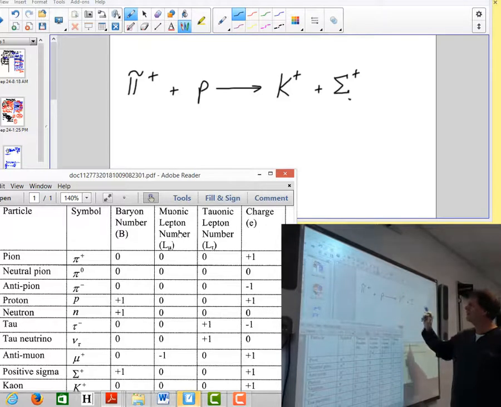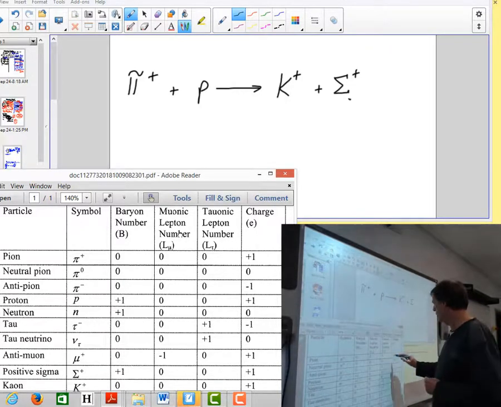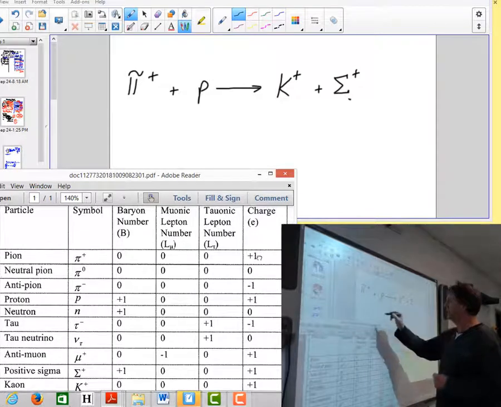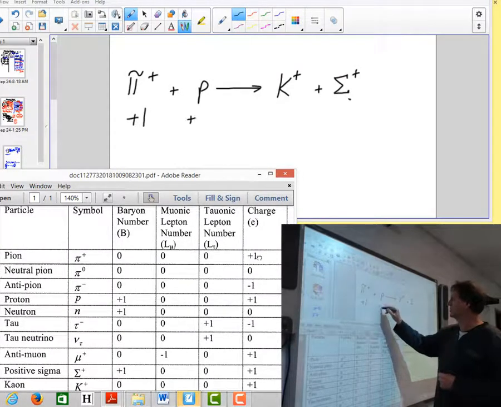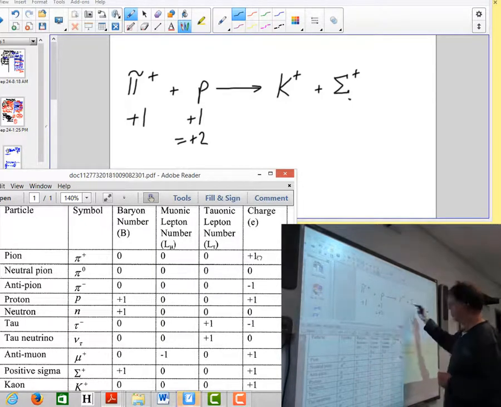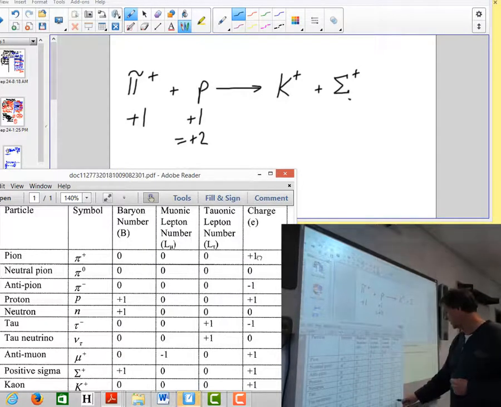So if this is actually going to be a workable equation, if you like, all those conservation laws should be obeyed. So if we just try this by charge first of all, the charge in a pion would be +1. Okay, so you've got a +1 charge here. You've got a proton, which we know has got a +1 charge. So altogether you've got +2 in terms of electronic charge on this side. On the other side, you've got a kaon particle here, which is a K+, which has a charge of +1.